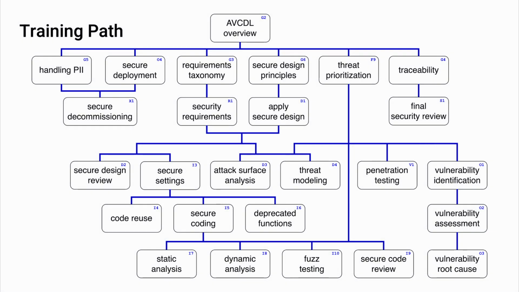This diagram shows the overall AVCDL training path. If you're taking this training, it's assumed that you've already completed the AVCDL overview training, and additionally, that you've completed the requirements taxonomy, security requirements, secure design principles, apply secure design, and secure settings trainings. This training will cover an overview of deprecated function handling.